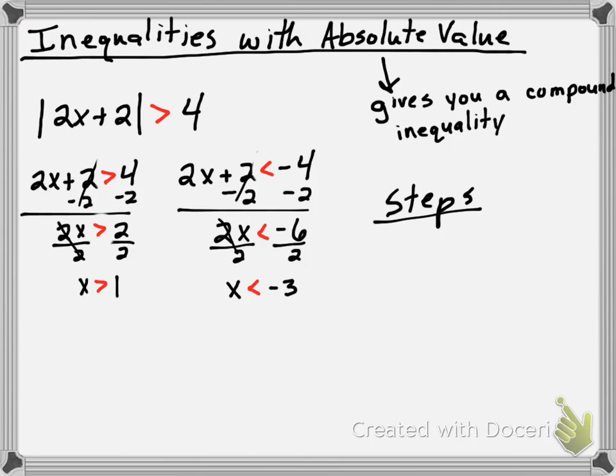Alright, so let's talk about our steps. Step number 1. The same step number 1 as when we were solving absolute value equations. Get the absolute value by itself. The reason that's the first thing you have to do is you cannot split this into two different inequalities until all you have is an absolute value. So that's got to be the first step. Get the absolute value by itself.